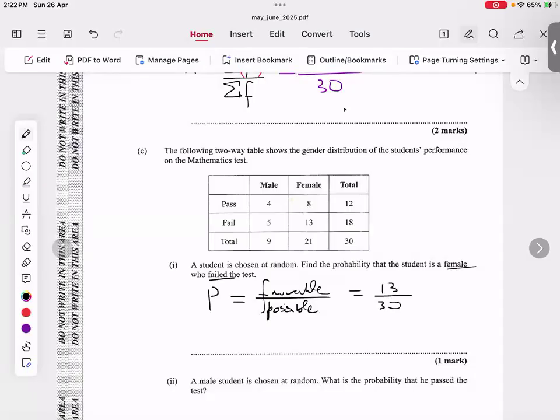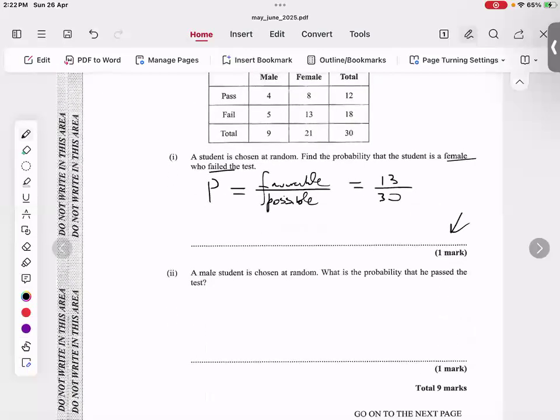If you want to put it to a decimal, it's up to you, but I'm good with that. It's 1 mark. All right, so that's it. Lovely.